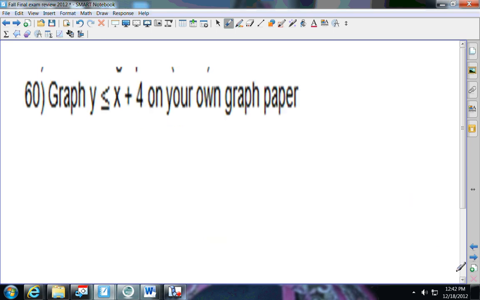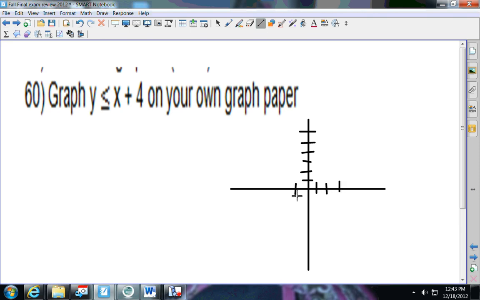Number 50 says to graph on your own paper. If I went to sketch this, I'm going to try and use my straighter lines here. Here's my y and my x. 2, 3, 4, 5, 6. Just when you're sketching it, you could sketch it yourself just like this, just like I am.